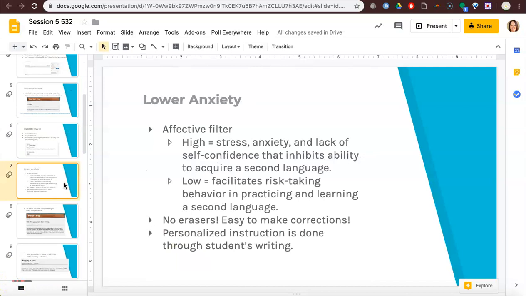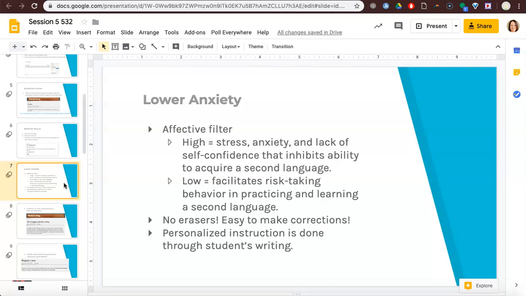And like I said, blogging as writing development lowers anxiety for students, right? We know the concept of the affective filter as defined by Krashen. When students have a high affective filter, that's stress, anxiety, lack of self-confidence, that inhibits the ability to acquire a second language. It puts up a wall where nothing's getting in, nothing's getting out, right? They're not acquiring language, they're not learning it. When the affective filter is low, that facilitates risk-taking behavior in practicing and learning a second language.